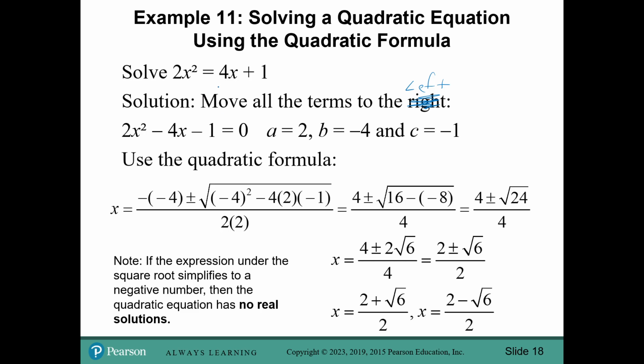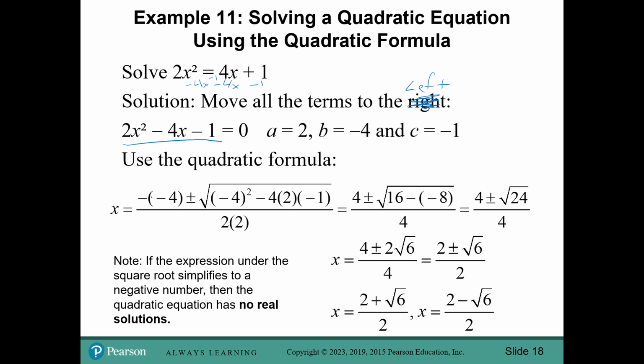Okay, so I'm going to subtract 4x over to the left-hand side. I'm also going to subtract 1 over to the left-hand side. And that's how I get 2x squared minus 4x minus 1 equals 0. Okay, so in this case, my a is 2, my b is negative 4, and my c is negative 1. Now you can go ahead and try to factor this one, but good luck. I don't think you can do it. I could be wrong, but I don't think you can.